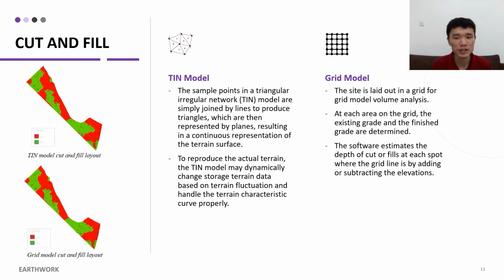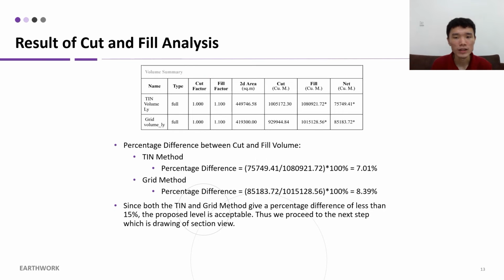subtracting the elevations. Based on the results, the percentage difference between cut and fill volume for TIM method and grid method are 7.01% and 8.39% respectively. Since both methods give a percentage difference of less than 15%, the proposed level is acceptable. Then we proceed to drawing of section view.